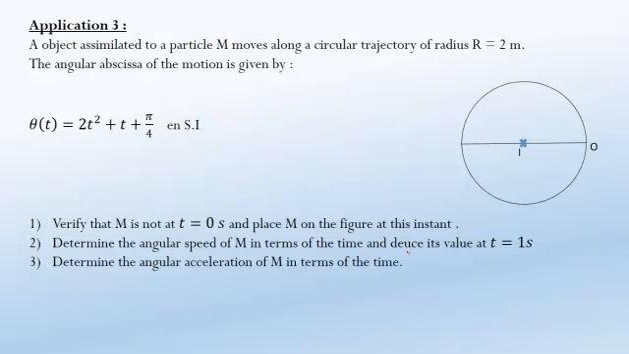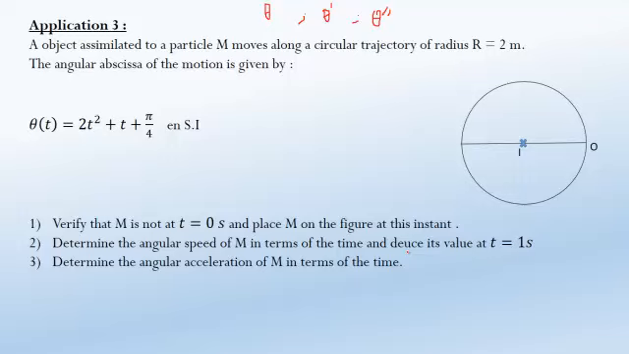Here we have an application for this part. So let's do a revision. We said we have theta, this is what we call the angular position. It will be given in the exercise. Then theta prime means the derivative of theta, this is what we call the angular speed, and then its derivative, the derivative of the speed, is what we call the angular acceleration, so theta double prime.